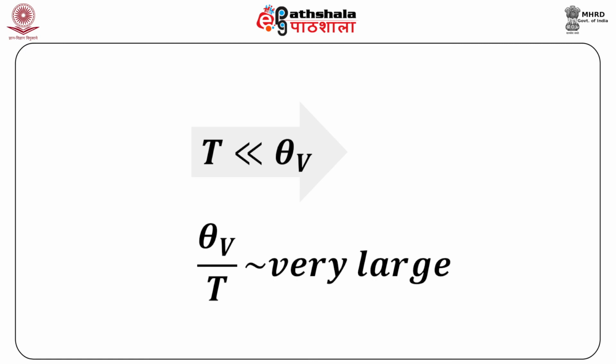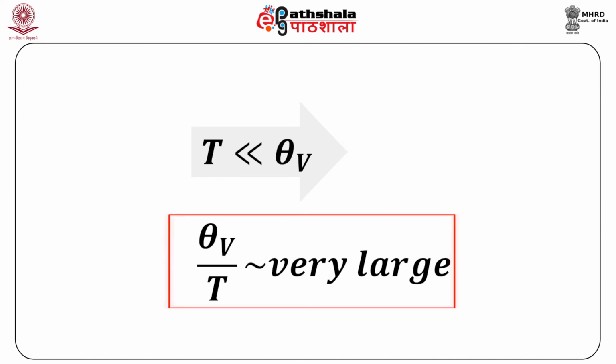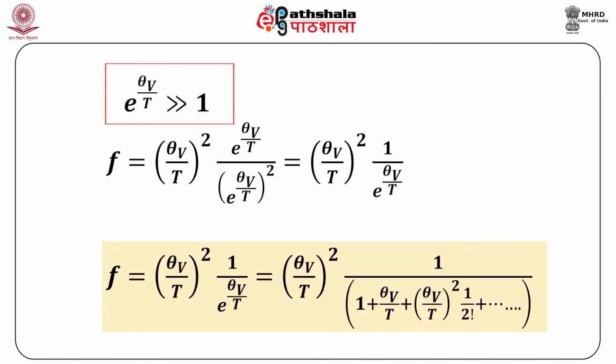That is the case when the temperature is very low. And if temperature is very low, you can see theta v by T will become very large. And once theta v by T becomes very large, e to the power theta v by T will become again very large, because this is the term which appears in the Einstein function.